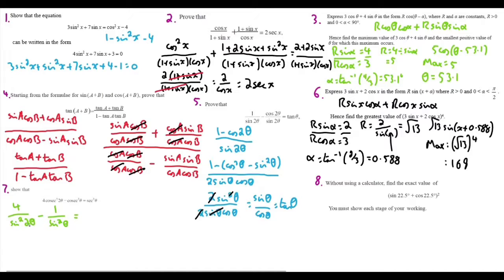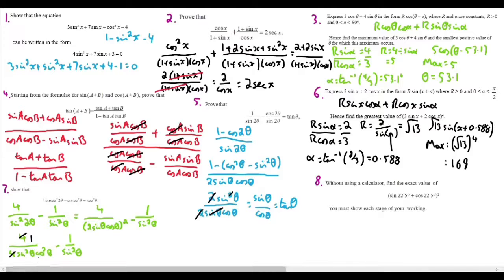So sine 2 theta, that would be the same from our double angle formula as 2 sine theta cos theta. So then sine squared 2 theta is that squared in the denominator, minus the 1 over sine squared theta here. Expanding this bracket here, you end up with 4 over, now 2 times 2 will be 4, and then sine squared theta cos squared theta, minus the 1 over sine squared theta. Here, the 4 and the 4 are just going to cancel to give us 1 here.